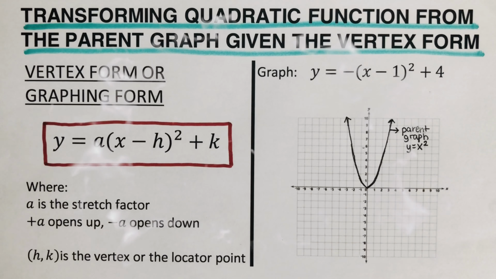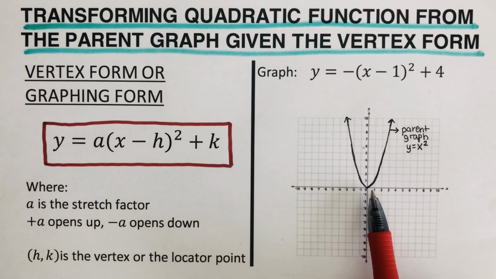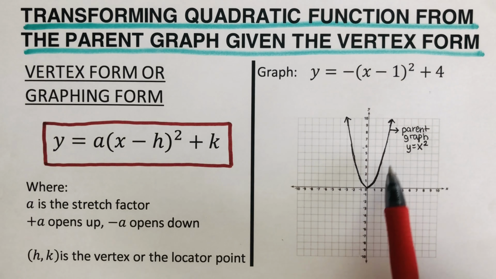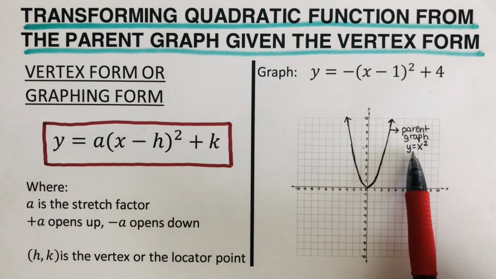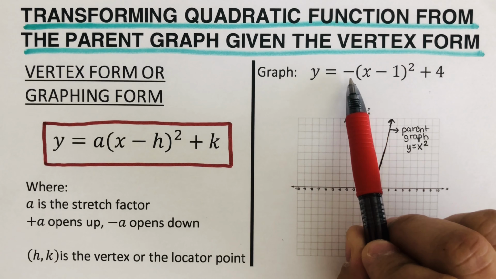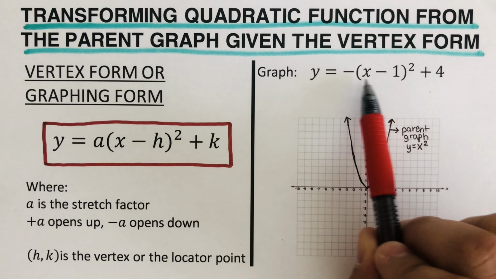Everyone. Today we will be transforming a quadratic function from the parent graph given the vertex form. So what's going on here is that we are given the parent graph. This is the shape of the parent graph. This is the parent equation, y equals x squared. Now our task today is to graph this equation that we have here in vertex form.